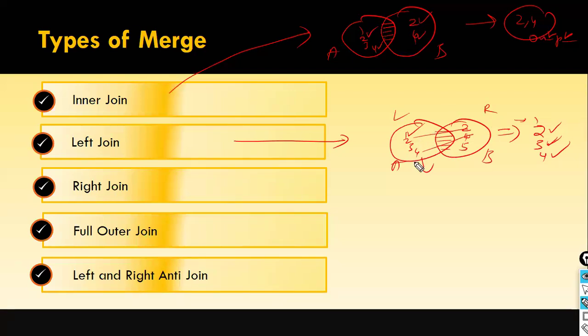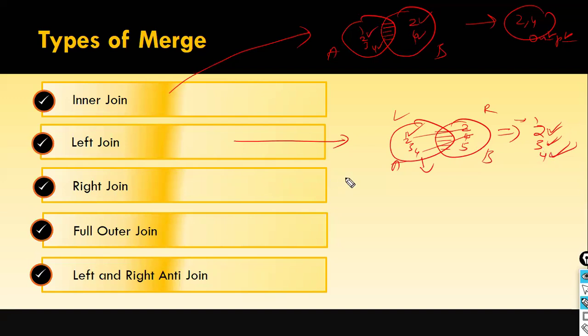So when you use a left join, the matching values from both data sets will get returned. What are the matching values? 2 and 4. 2 and 4 got returned. What are the non-matching values? 1 and 3, which are not there on the right. So those will get returned along with the matching values between the two tables.